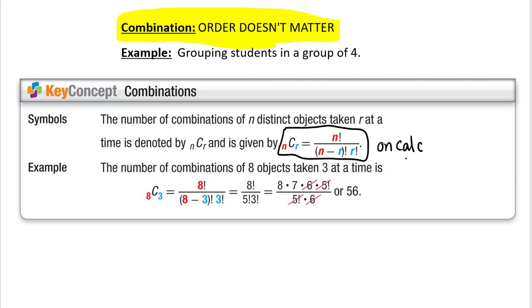And I apologize, I hope you guys just didn't hear my cat meow. She must not like the word combinations or calculator. That or she's hungry.